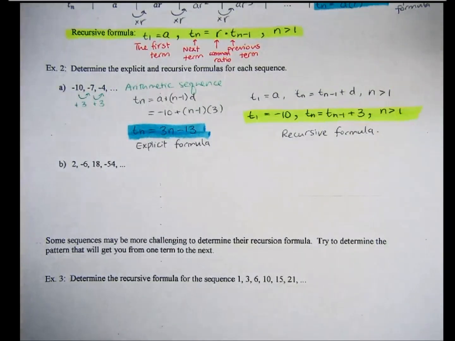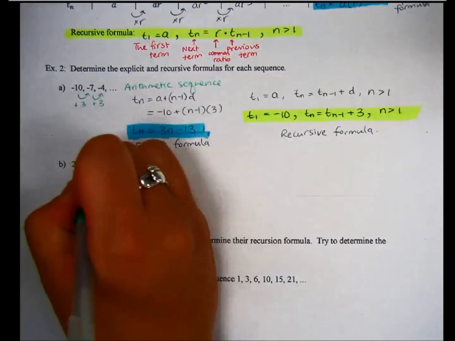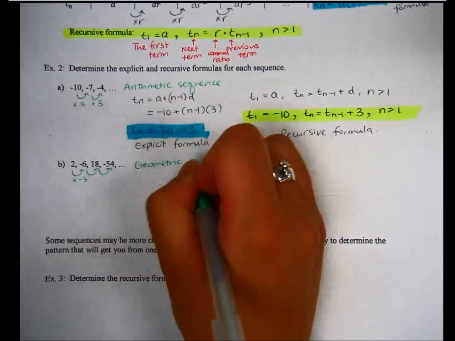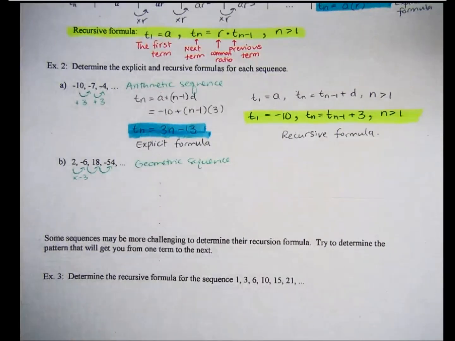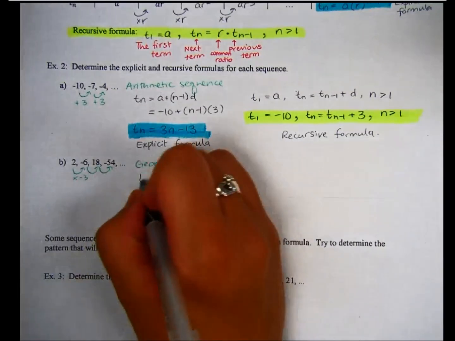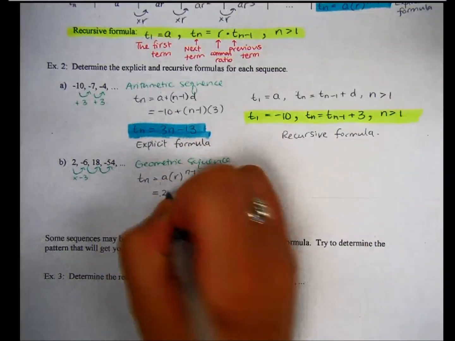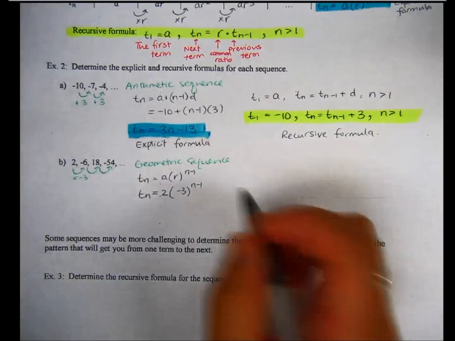All right, feeling good? Let's try the next example. It's a geometric sequence this time because we need to just multiply by negative 3 every time. So that's how we know we have a geometric sequence. So Tn equals a r to the power of n minus 1. So 2 times negative 3 to the power of n minus 1. That's our explicit formula.